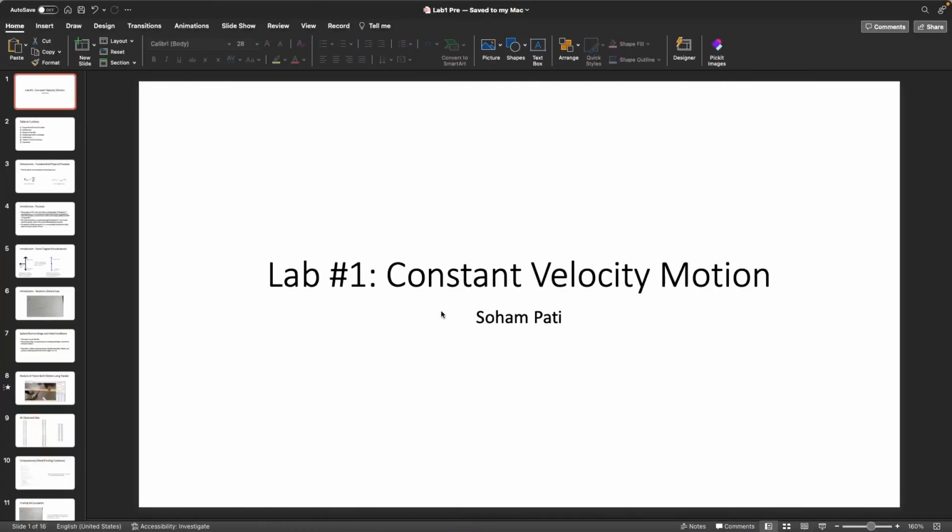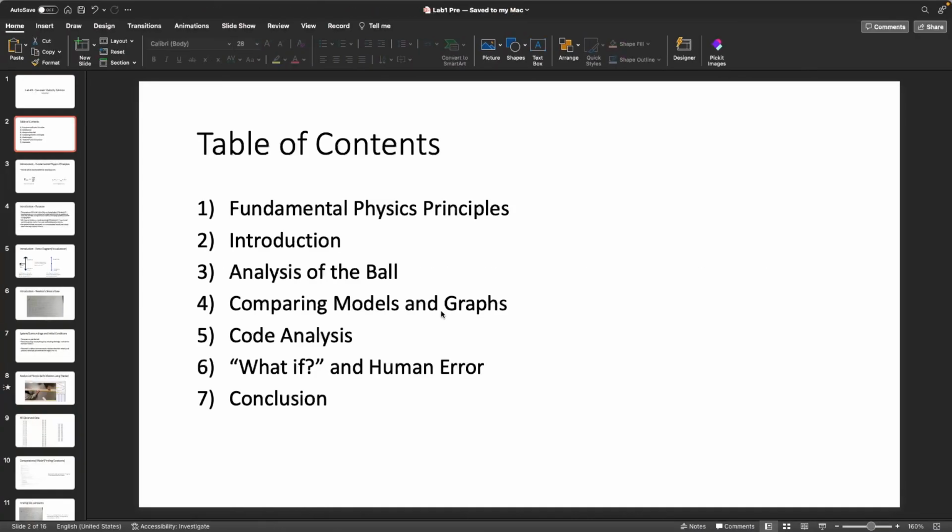Hello, today I'm going to be talking about constant velocity motion. So first we're going to have fundamental physics principles. We're going to talk about the introduction. We're going to have analysis of the ball. We're going to compare models and graphs, do a code analysis, and then finally talk about what if and human error.